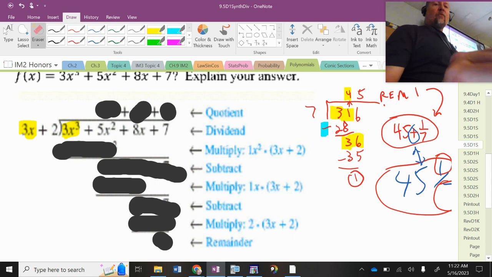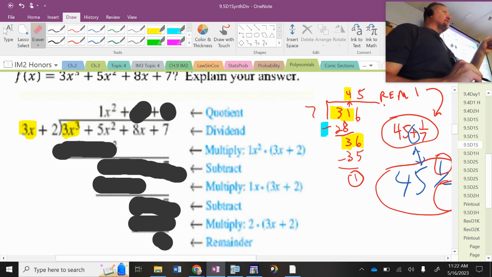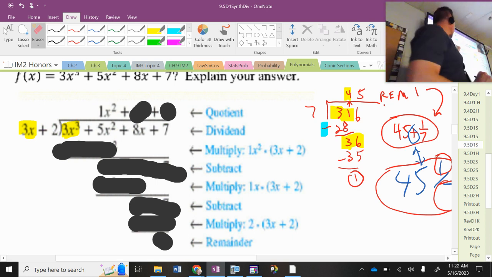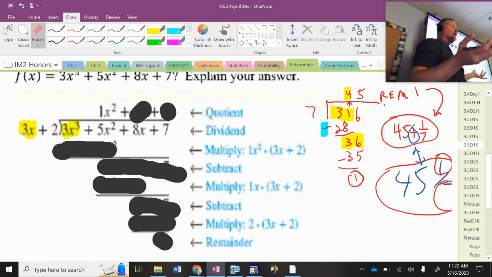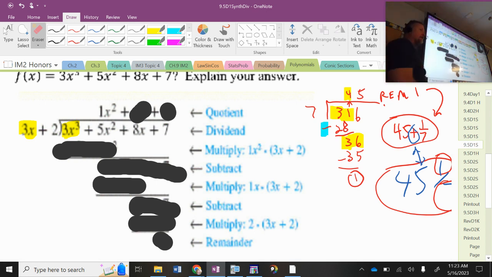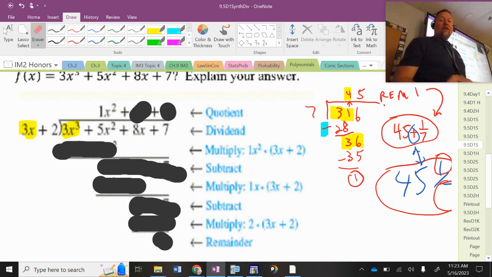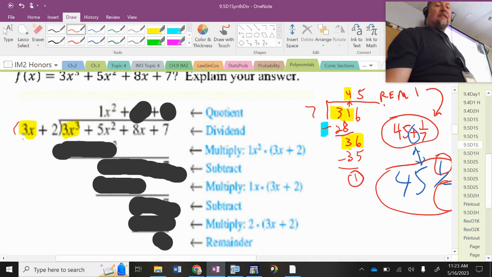It's just x squared. But now here's the difference. That's difference number one. A grade schooler can't do that. They can't conceptualize x's. You can because of your algebra skills through all your training over the years. The next thing is, how do I multiply 1x squared times this?